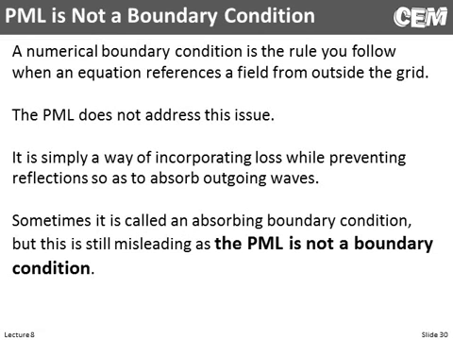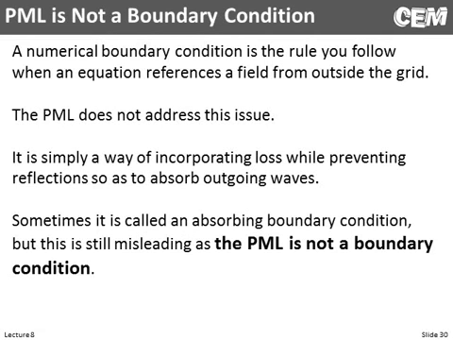A numerical boundary condition, we're talking about an equation at an outermost cell in a grid that needs a term from outside of the grid that isn't available. And so how you handle that is what's called a numerical boundary condition, or just boundary condition when we're talking about modeling. So the PML is routinely called a boundary condition, but it doesn't answer that question. What do you do about that term you need from outside the grid? It doesn't answer that at all. This is just a way of incorporating loss into the outer few cells to absorb the outgoing waves.